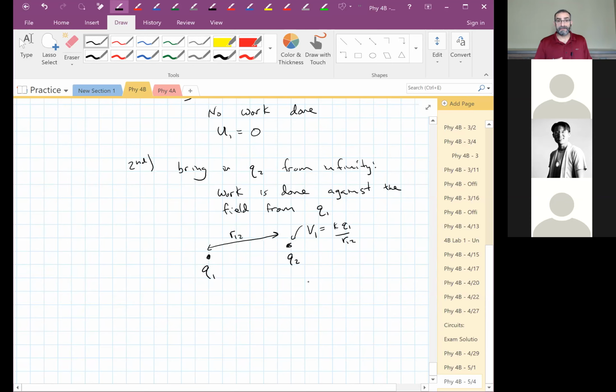And then we say that the potential energy of this system, the 1-2 system, is charge 2 multiplied by the potential that existed at that location before we brought it there. So there's the potential energy of these two point charges.